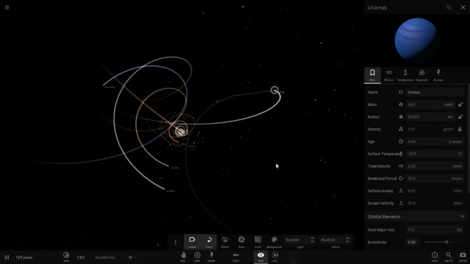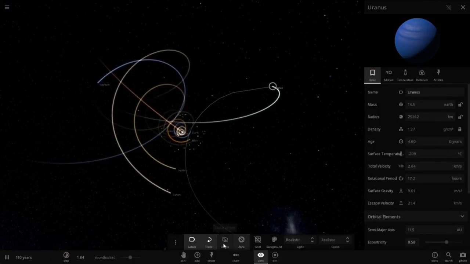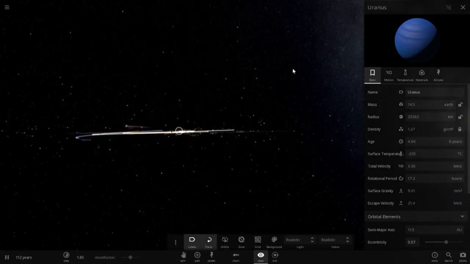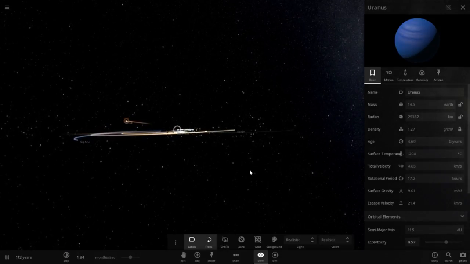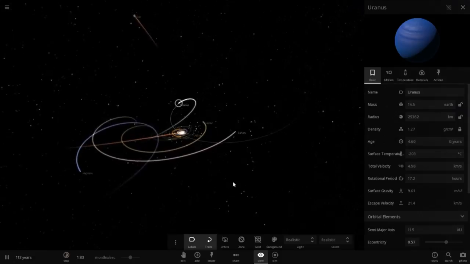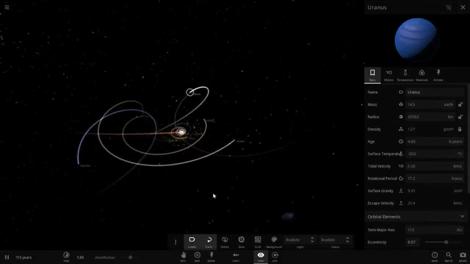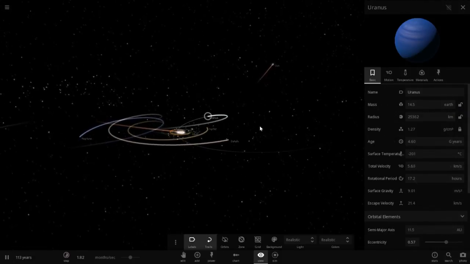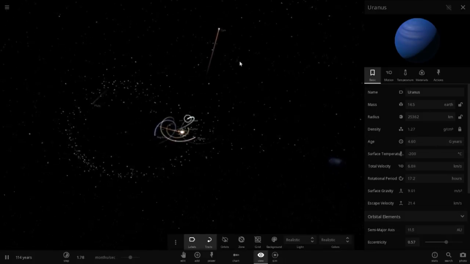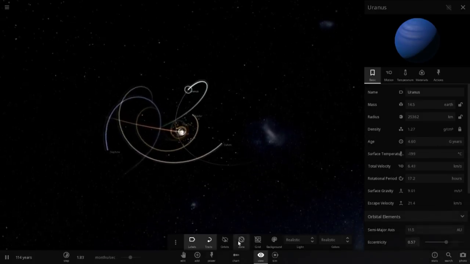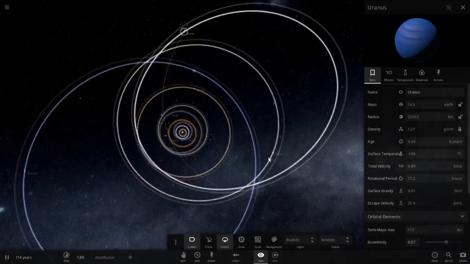Uranus seems to be making quite a turn there. We should have put the oncoming sun at a greater inclination to see what happens like that. Maybe that's another thing we should vary. But okay, it's been 113 years. That guy's on his way out. And this is our solar system now.